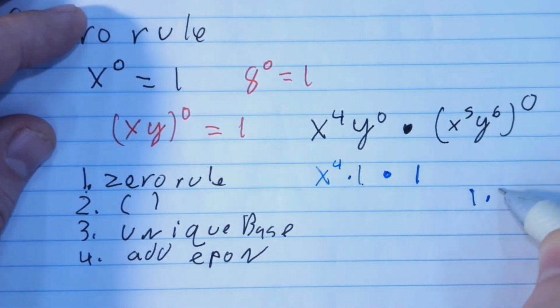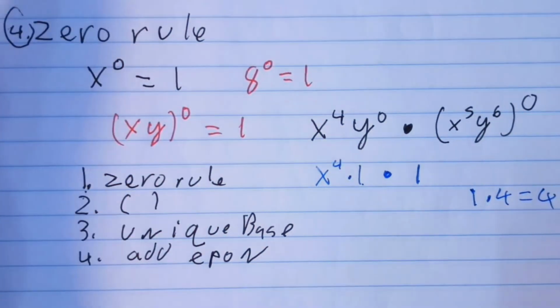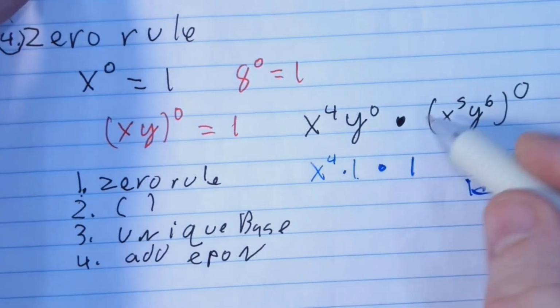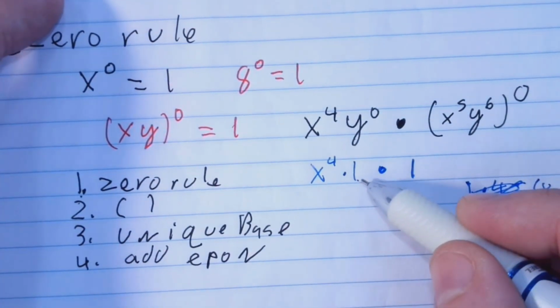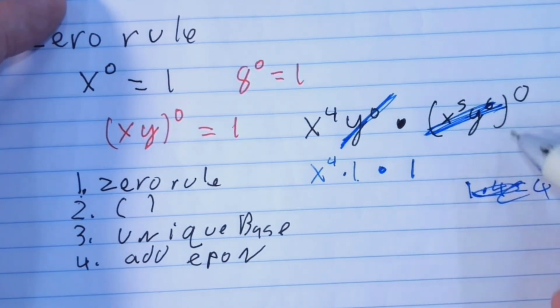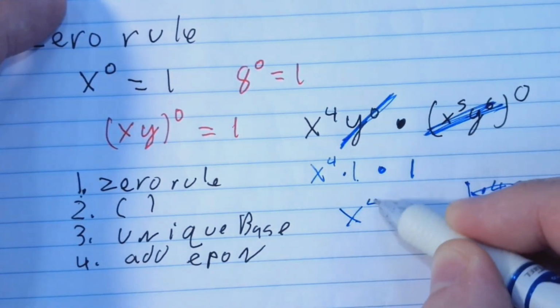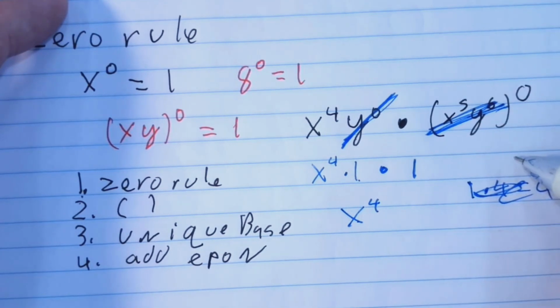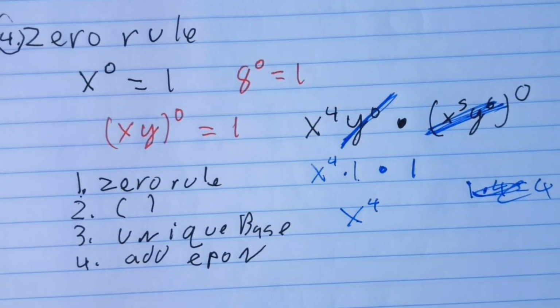So like 1 times 4 would be 4. Okay? So basically, when it turns into 1 in a multiplication problem, it basically just disappears. It's gone. So what's left? Okay? Because 1 times x to the 4th is just x to the 4th. So the zero rule is nice because it makes things disappear. And anytime we make things disappear, then our work is easier. So that's the zero rule.